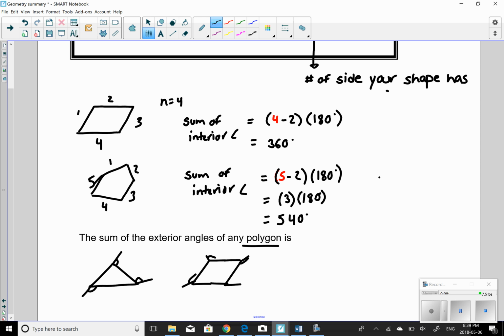That's a horrible drawing. Erase it. The idea is that they're always equal to, no matter what, 360. So it doesn't matter what shape, the outside will always add to 360. And that's a summary of some of the geometry rules.